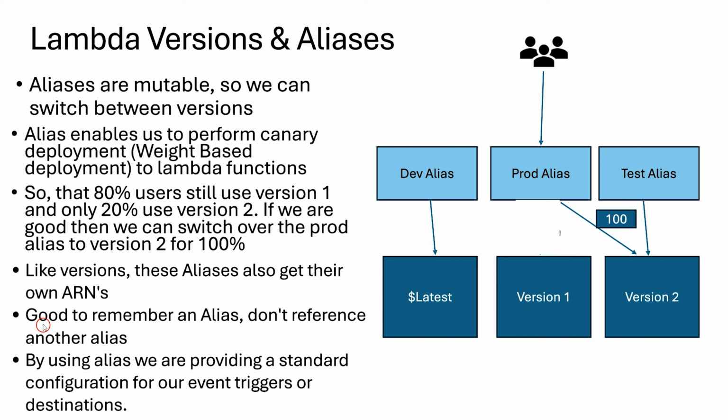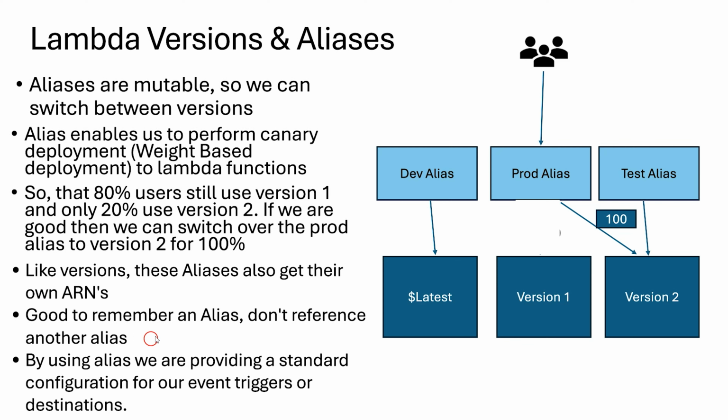Okay. So here, the thing to remember is that an alias doesn't reference another alias. For example, here the alias is referencing a version, but you can't reference the dev alias through the prod alias. That is not possible. You can only refer to versions.